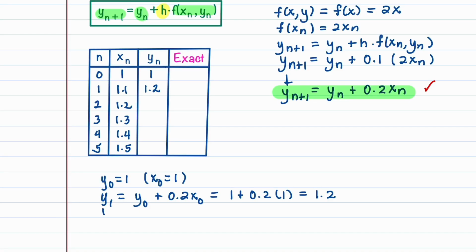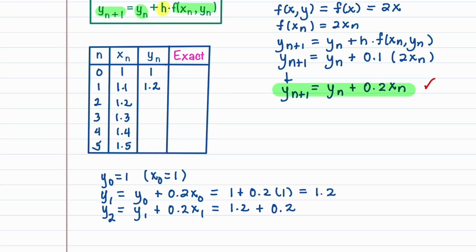Now let's compute y2. It is equal to y1 plus 0.2 x1. y1 we just found was 1.2, and then we add 0.2 times x1. x1 is up in our table, and it is equal to 1.1. And this gives us a value of 1.42. And let's put that up here into our chart.